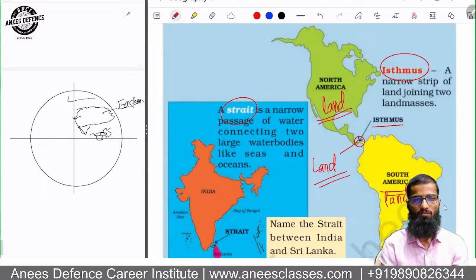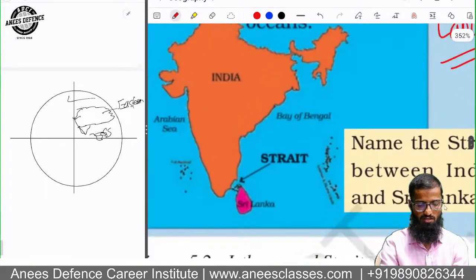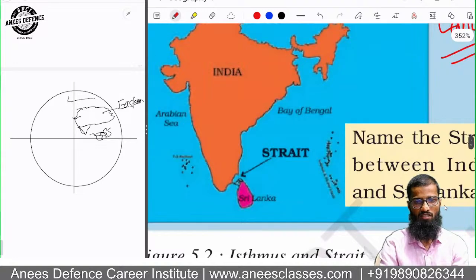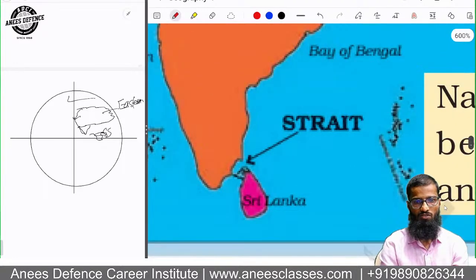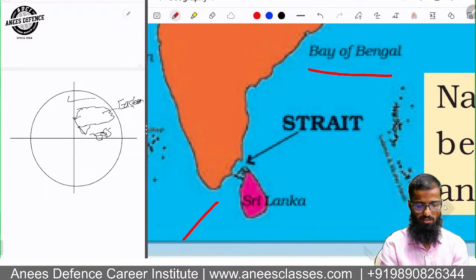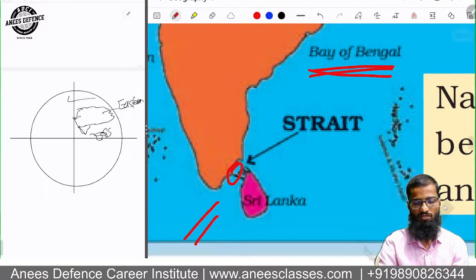And the water body which connects two water bodies, what is it called? Strait. Look at this. You have the Bay of Bengal here and the Indian Ocean here. So this is the water body which connects two other water bodies. It is called a strait.